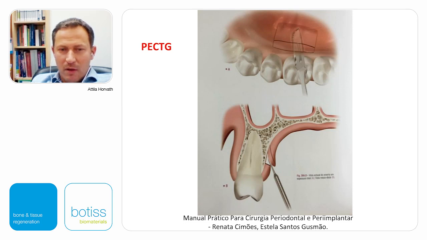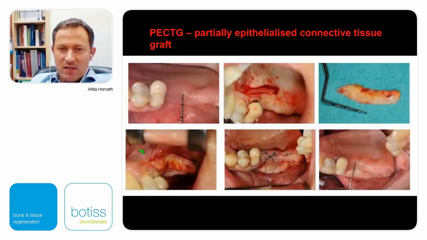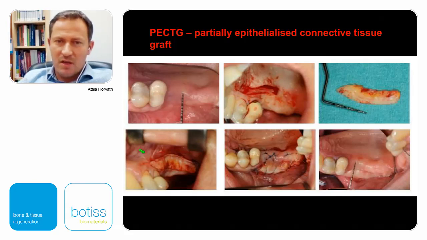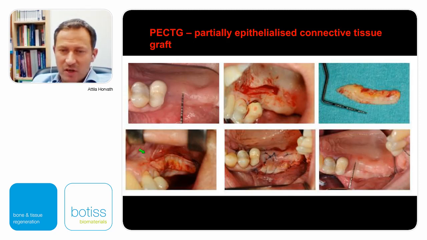According to this nice drawing from the book of Donos and Renata Simões, we leave just a tiny fringe of epithelial tissue, and all the rest we take out of the palatal side. So this part is subepithelial, and that part is epithelialized. We presumed that since we leave a lot of epithelial cover on the palatal side, it would be more predictable and less invasive. Unfortunately, yes, we had some nice results with this PECTG graft, but the donor site morbidity was not significantly decreased. So the result is nice, but the morbidity is pretty much similar to the ECTG.